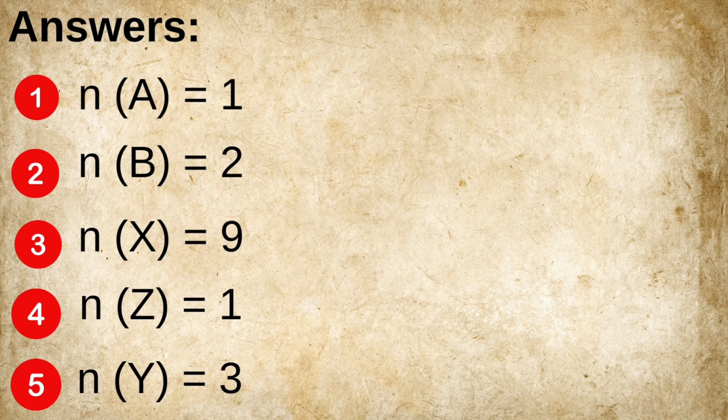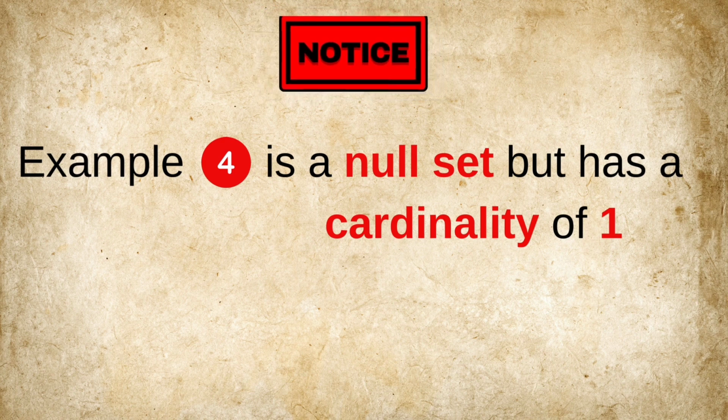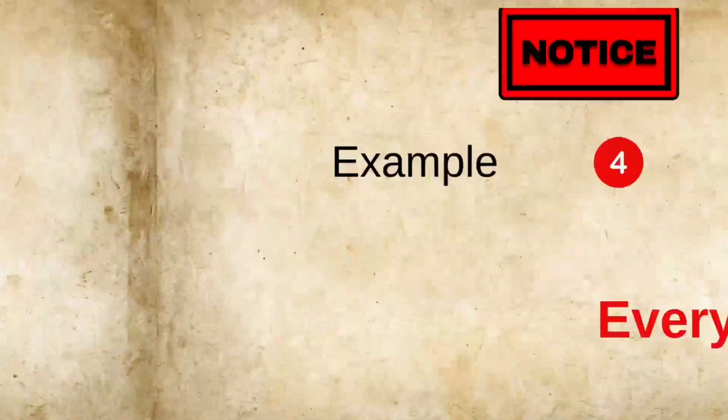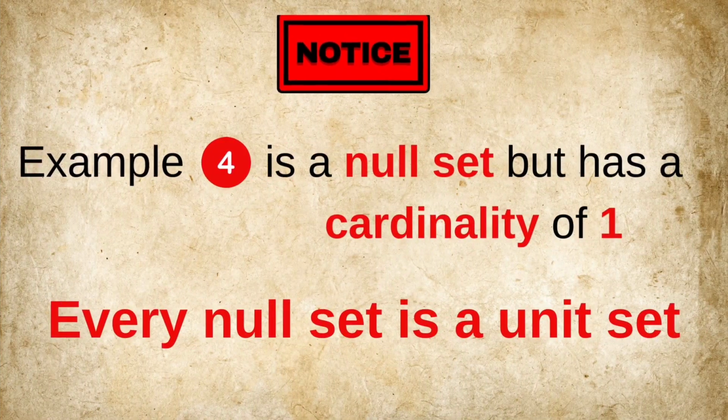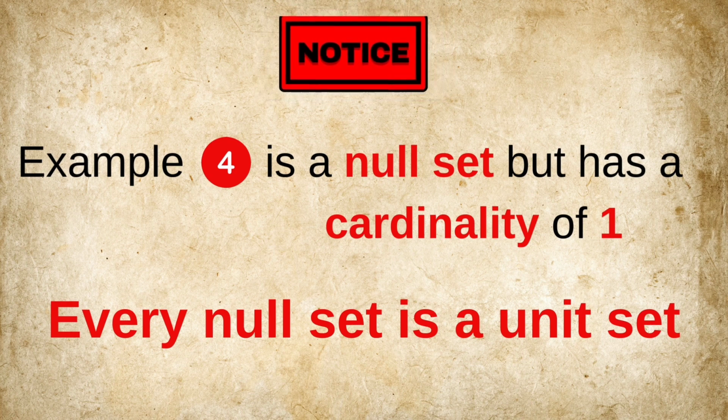The answers are as follows. Cardinality of A is 1, cardinality of B is 2, cardinality of X is 9, cardinality of Z, which is the empty set, is 1, while the cardinality of Y is 3. Please observe that for example 4, which is a null set, the cardinality is the empty set itself, which means it is 1. This leads us to the conclusion that every null set is indeed a unit set.